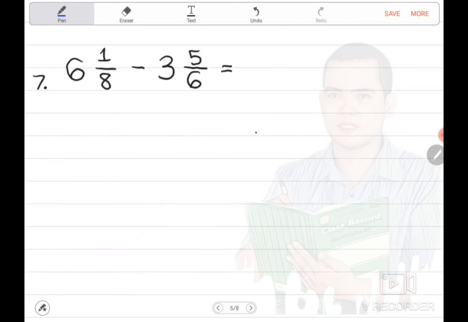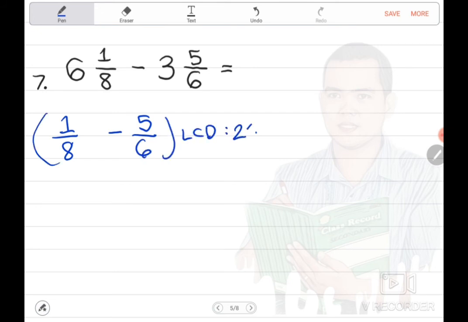Number 7. 6 and 1 over 8 minus 3 and 5 over 6 is equal to what? So in subtraction of mixed fractions, we need to work out first with our fractions before proceeding with the whole number. Unlike addition, where we can proceed directly to the whole number, then the fraction. So in subtraction, remember that we need to work out first with our fraction before proceeding with the whole number. Let's try. So 1 over 8 minus 5 over 6.